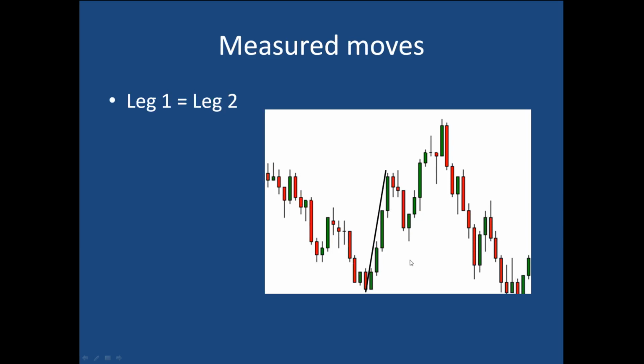We also have measured moves. A leg 1 is equal to a leg 2. So we have a leg up, a pullback, and a leg 2, and the second leg is often the same distance as the first leg. And we see if we had drawn a line here, then this second leg would have been about the same distance as the first, and this third leg down would have been about the same distance as the first here.